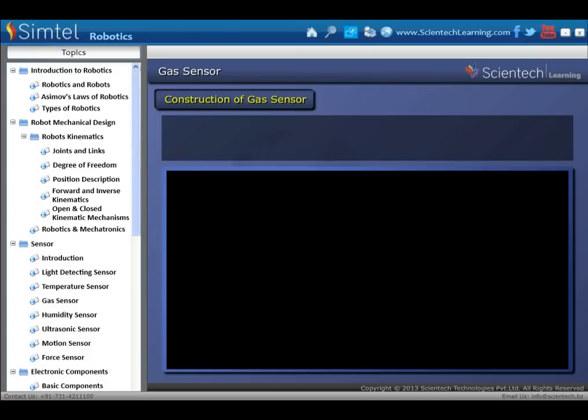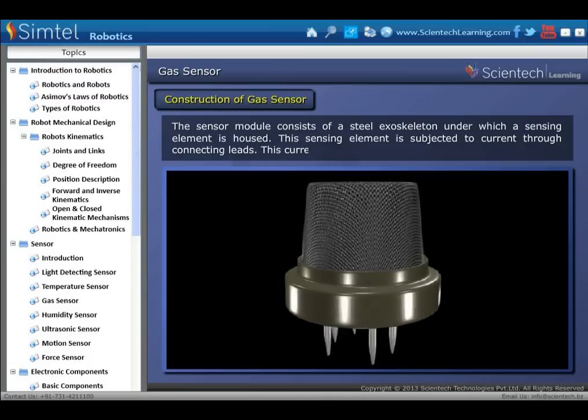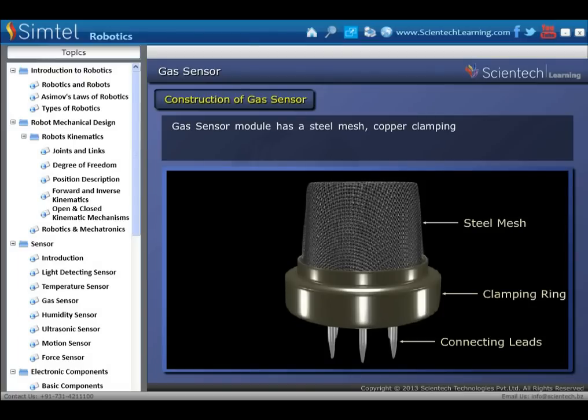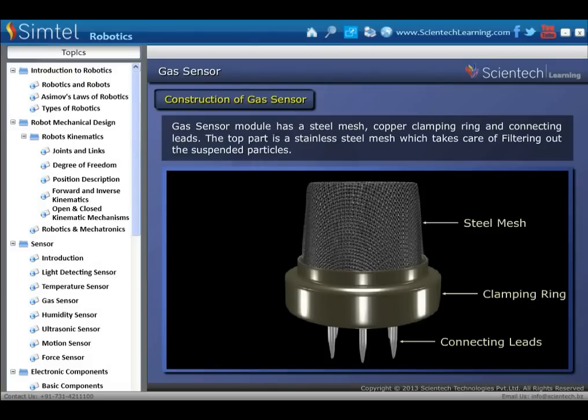Now, construction of gas sensor. The sensor module consists of a steel exoskeleton, under which a sensing element is housed. This sensing element is subjected to current through connecting leads. This current is known as heating current. Gas sensor module has a steel mesh, copper clamping ring and connecting leads. The top part is a stainless steel mesh, which takes care of filtering out the suspended particles.